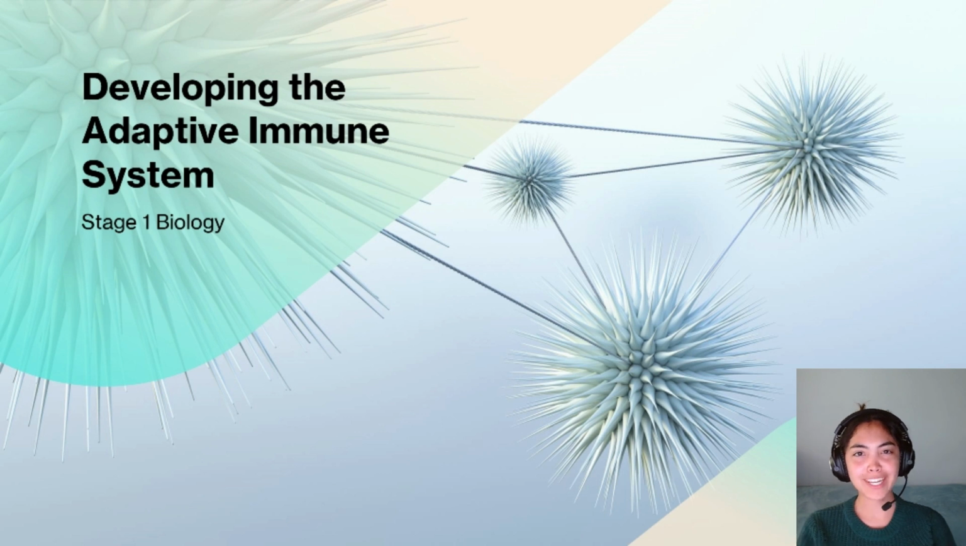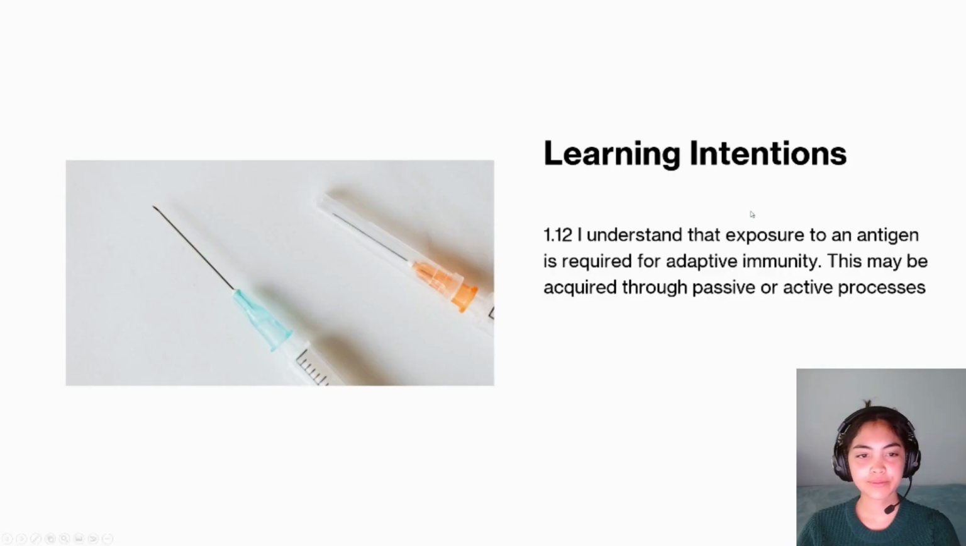Time to look at how we can actually help develop our adaptive immune system. The learning intention for today is to understand that exposure to an antigen is required for adaptive immunity. This may be acquired through passive or active processes.